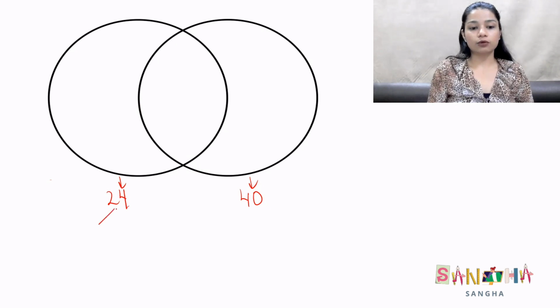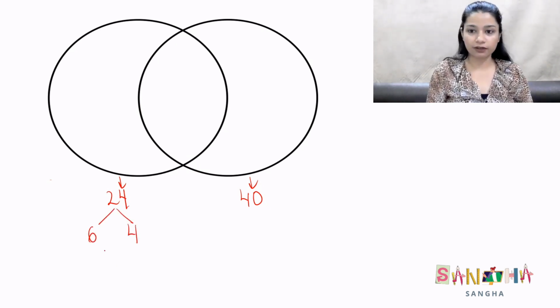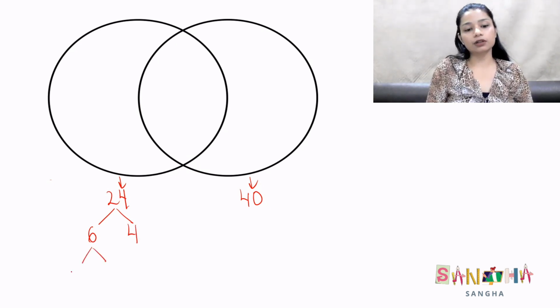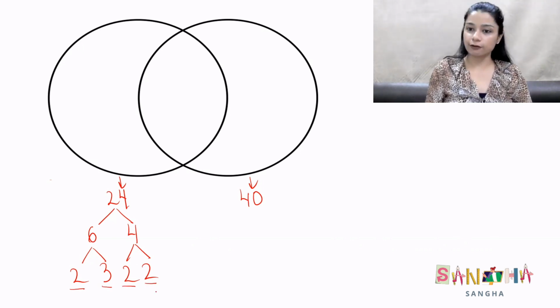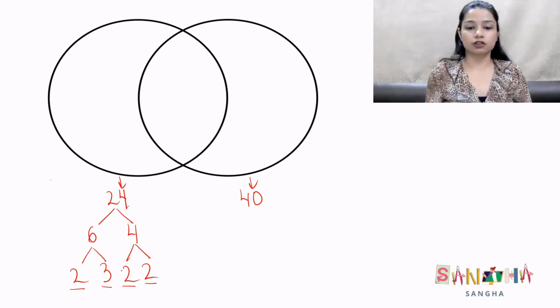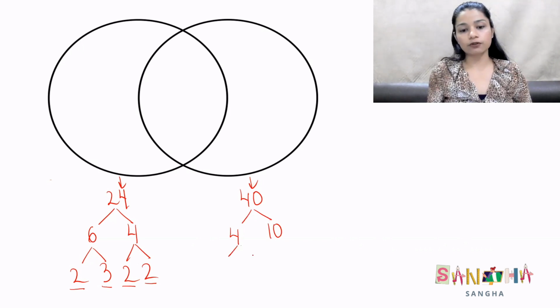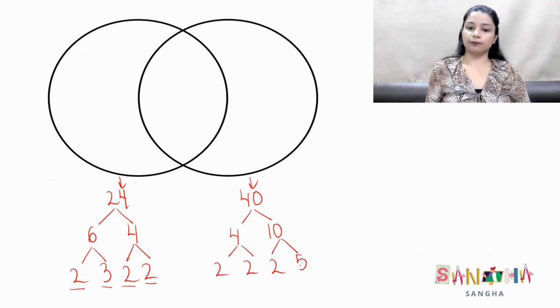So I can write 6 and 4 as the two main factors of 24, and I can further write 2 and 3 for it, and 2 and 2 for it. So what I got: 2 times 3 is 6, times 2 is 12, times 2 is 24. These are the 4 prime factors. This is the prime factorization of 24. And this will be the prime factorization of 40, right?